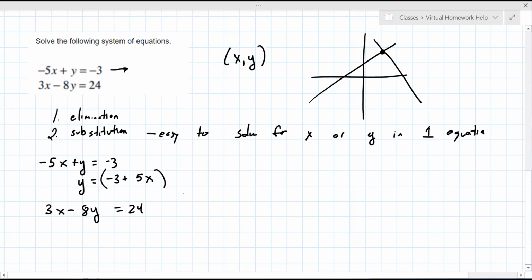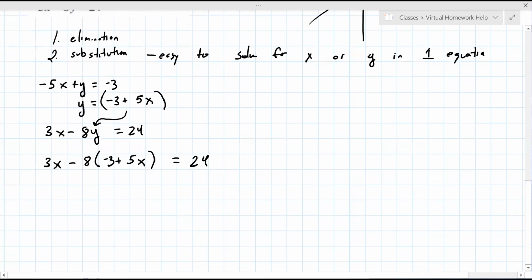We're going to take all of this and replace y with that. Whenever I replace a variable with something, I like to do it with parentheses. That way it's very clear where it's going and what it is replacing. The key here is to distribute -8 to both terms inside the parentheses. This subtraction goes with the 8. It's a common mistake to distribute it to only one term, or not distribute at all. You're really distributing -8 to both. So it's 3x plus 24 minus 40x equals 24.